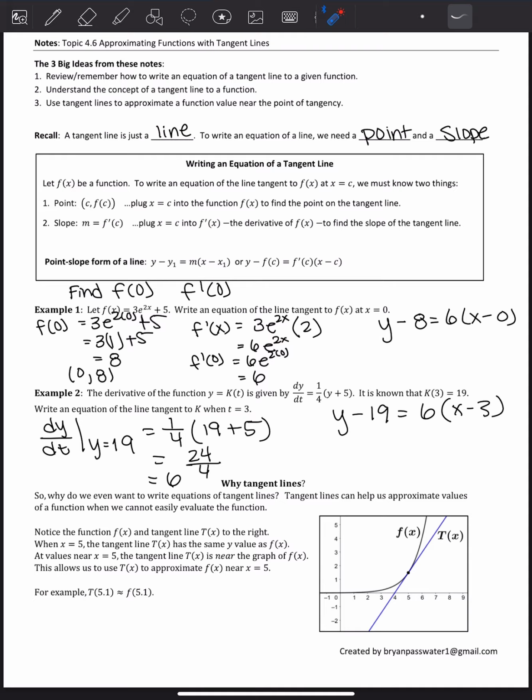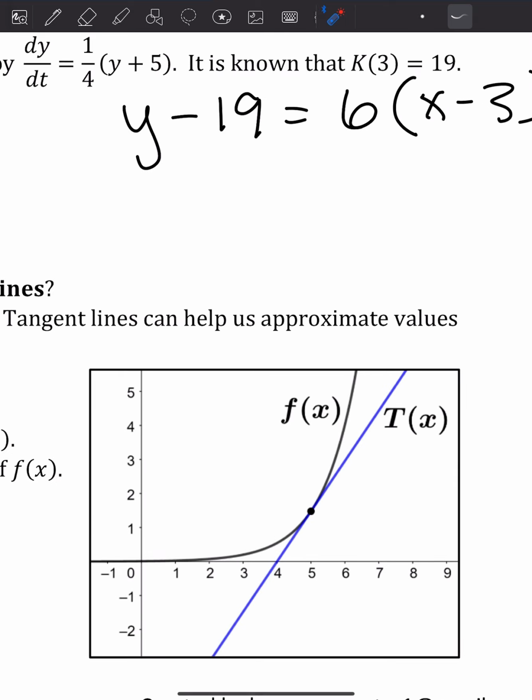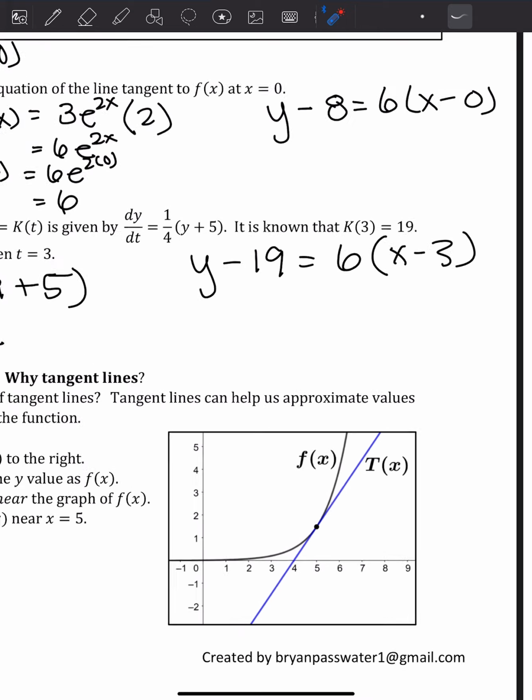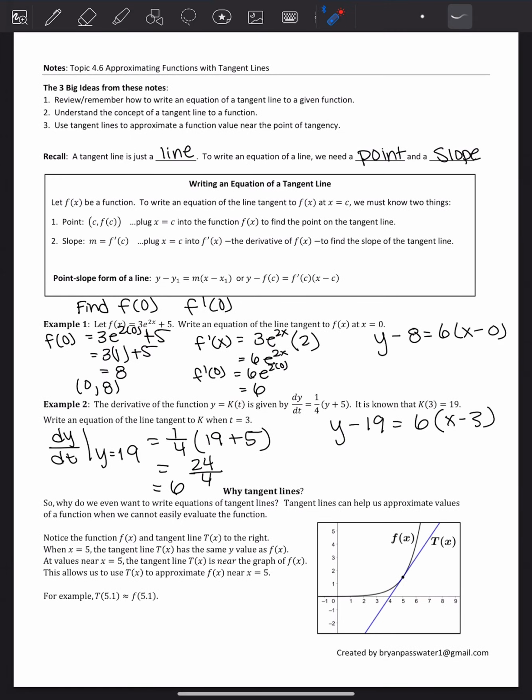So for instance, if we look at this graph, f of 5 and our tangent line are going to be the same. But if I wanted to find f of 5.3, that's going to be about here, and that difference is pretty minute. Same if I go the other way around. So this is a good approximation for what we want.